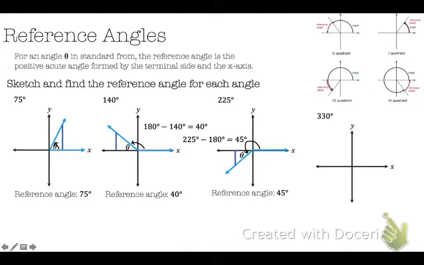Okay. 330, so there's 330. Create a triangle, there's theta. So now if this is 330, this is 360. To find that distance there, that's going to be 360 minus 330, which is 30 degrees.